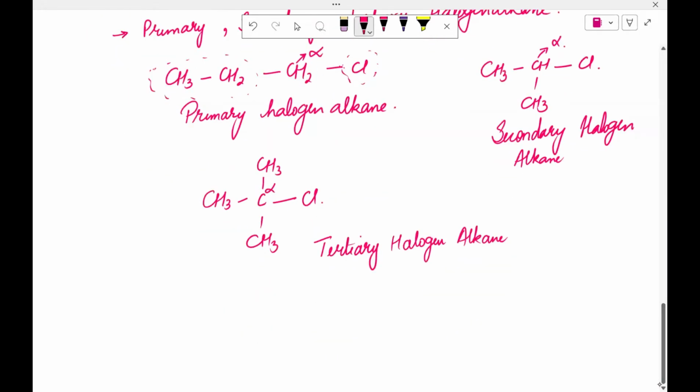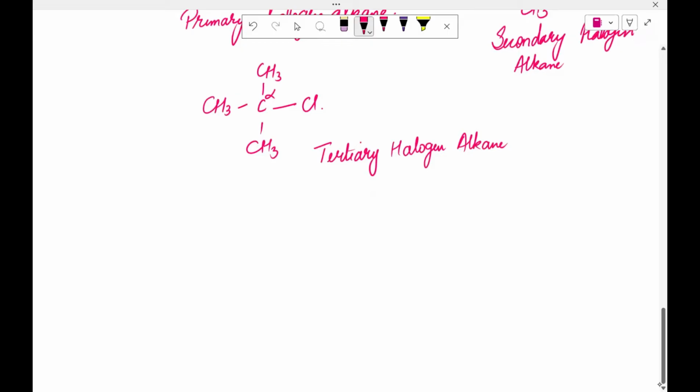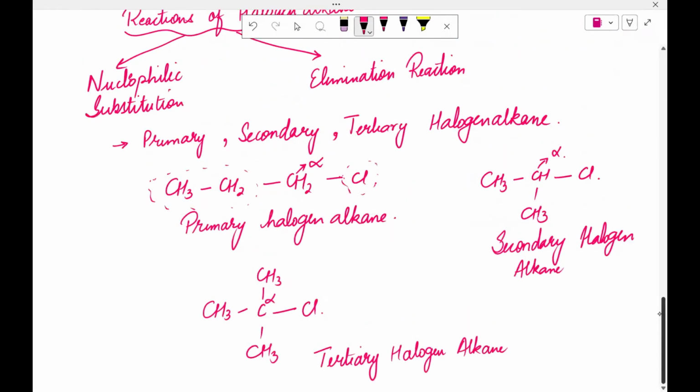Now, let's move further. I have a question: what if the alpha carbon is bonded to two CH3s, but the third bond is with something else? Will it still be tertiary? You are saying this is a CH3 group here, and if it would be a C2H5 group, would it be secondary halogen alkane? Yes, it would be secondary halogen alkane.